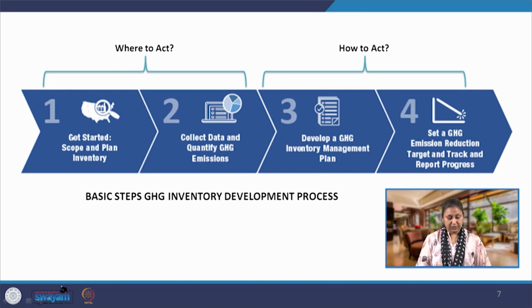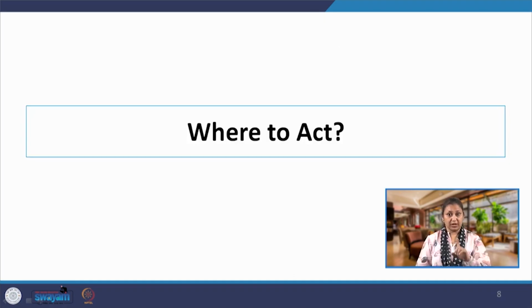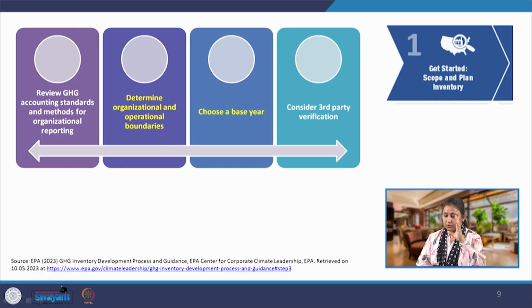Now, let us begin with the steps one by one. So, we are talking about where to act first. The first thing is to identify the scope and plan the inventory. Here we are actually determining and defining the organizational and operational boundaries, which is the most important thing, and once we do that, after that we choose a baseline year, which we had discussed earlier also, and we also have to consider the third party verification and validation for this inventory.